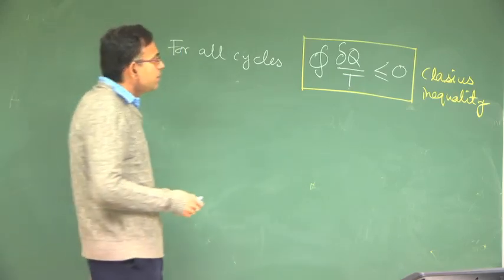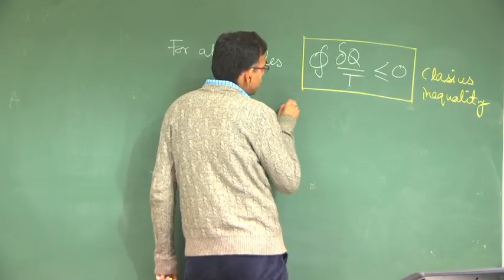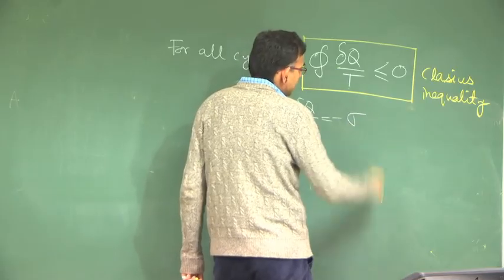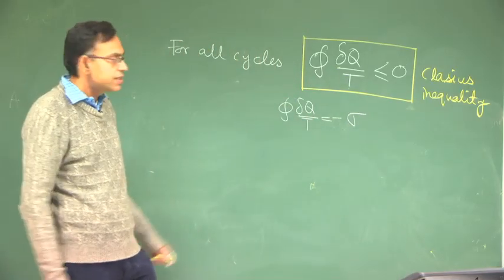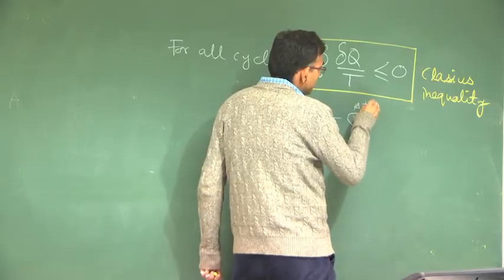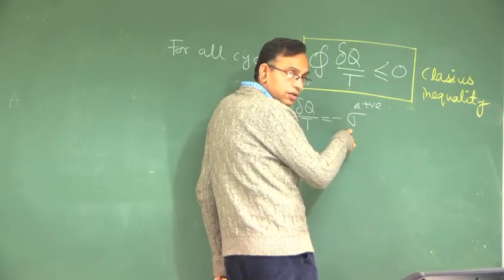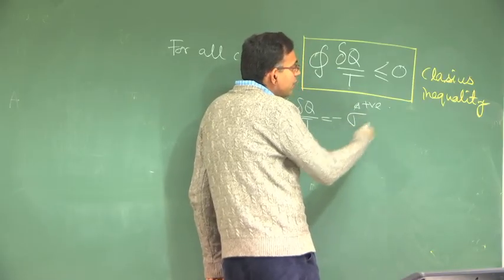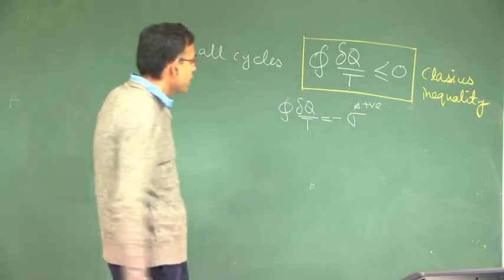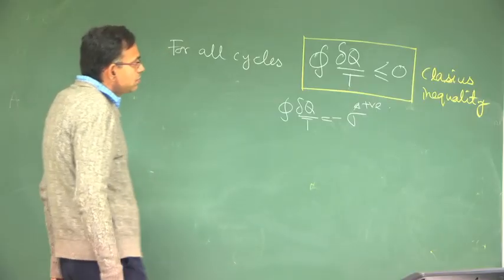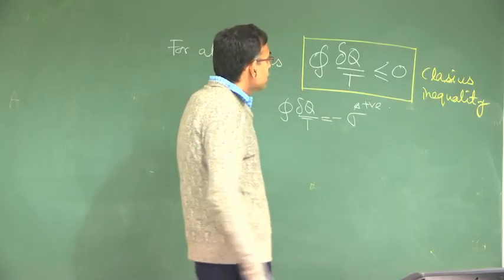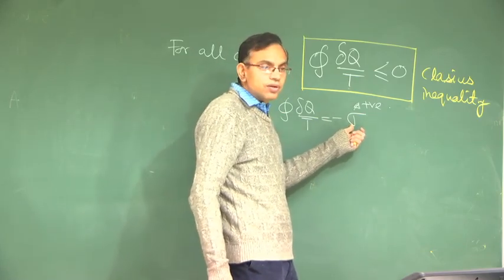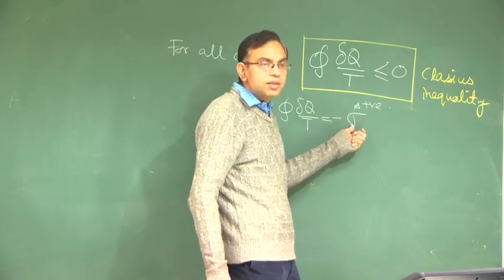So, you can replace this inequality with a sort of equality by writing this as minus sigma, where sigma is positive. So, the greater the value of sigma, the more irreversibilities. So, we are slowly coming towards quantification of irreversibility. Now, there are cases when this sigma is 0 and then it is a reversible cycle.